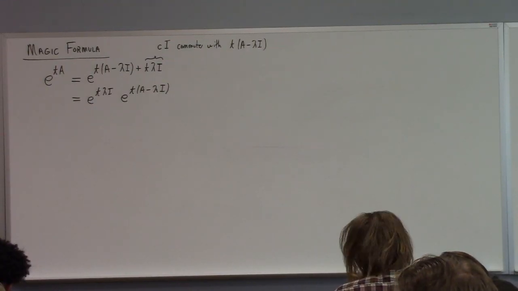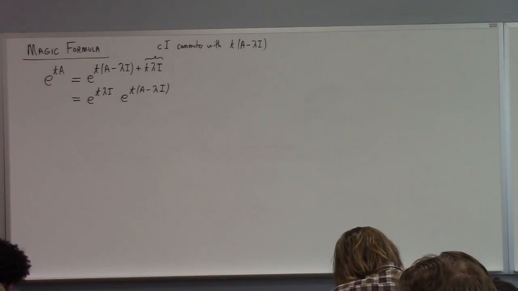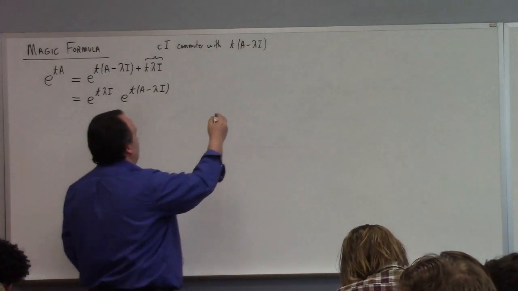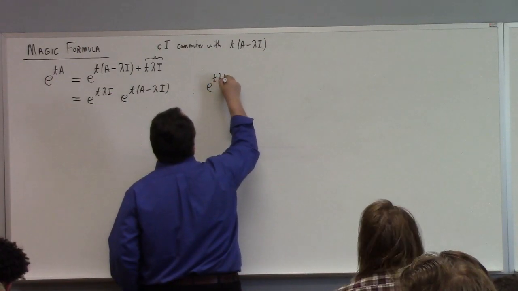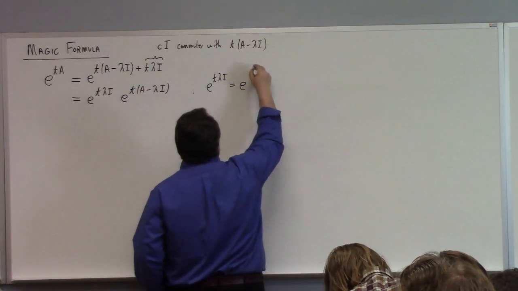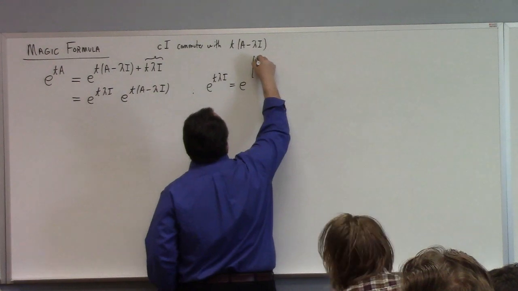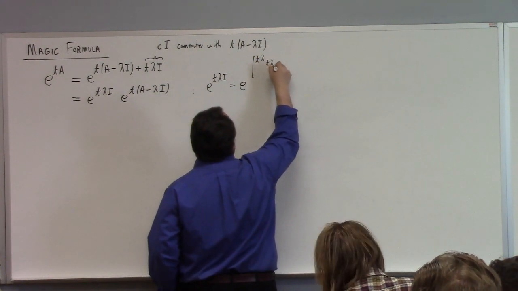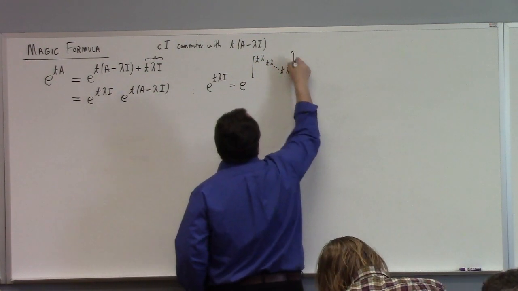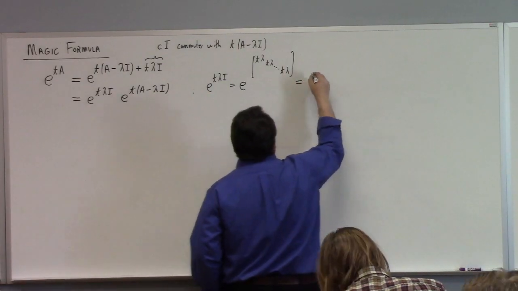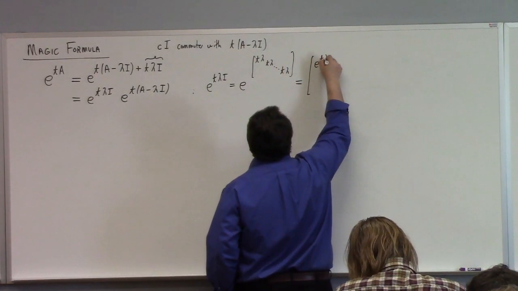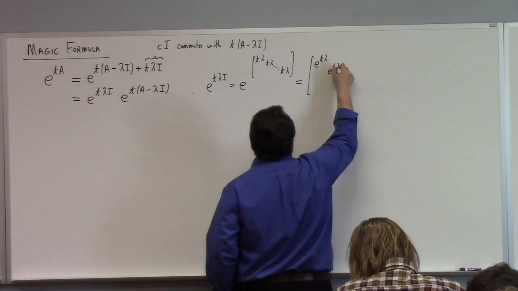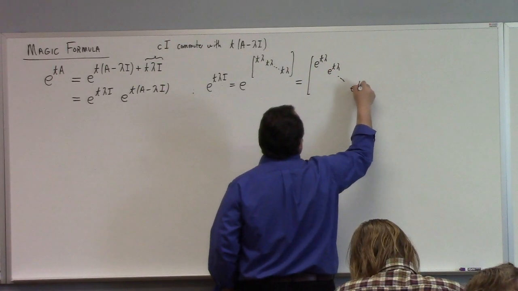But what is e to the t lambda I? What kind of matrix is that? e to the t lambda I is e to the what? Like t lambda, t lambda, t lambda, t lambda, right? And by the identity I was just sharing with you guys, that is actually the matrix with e to the t lambda, e to the t lambda, e to the t lambda on the diagonal.